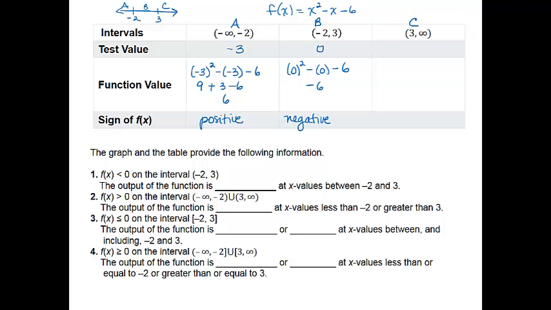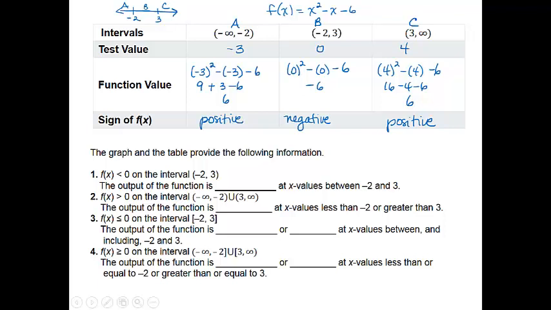And then from 3 to infinity, we'll plug in 4. 4 squared minus 4 minus 6. What is that? 16 minus 4 minus 6 is 6. So the function is positive on that interval.